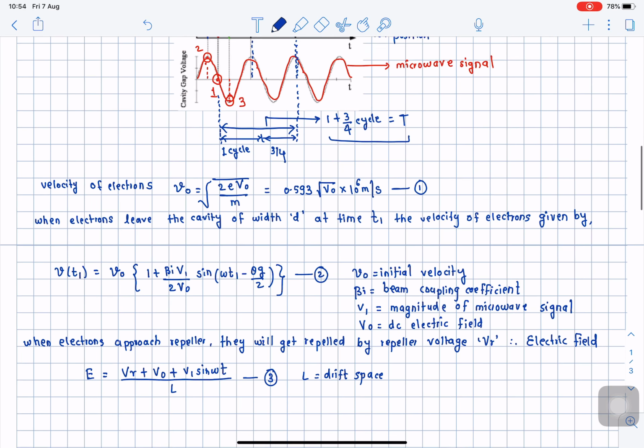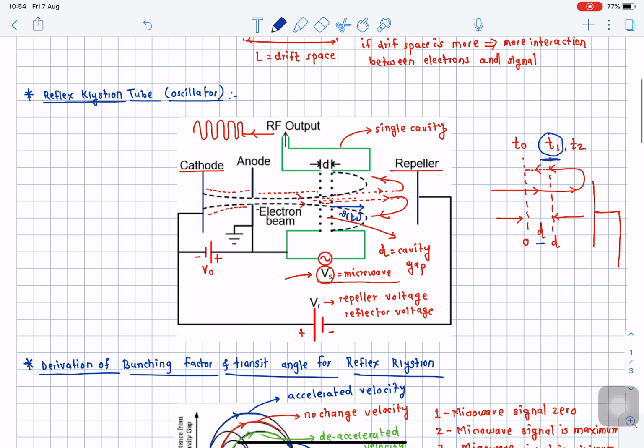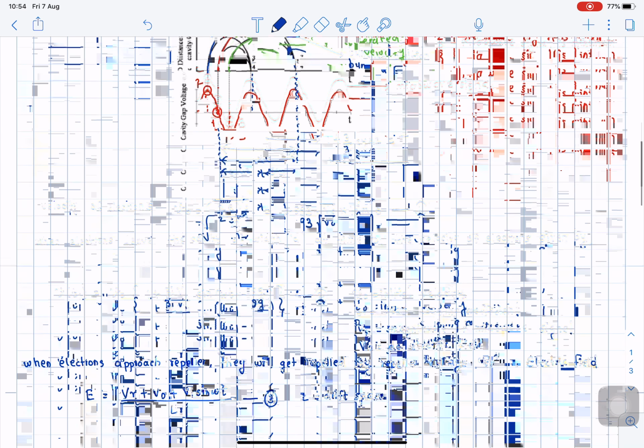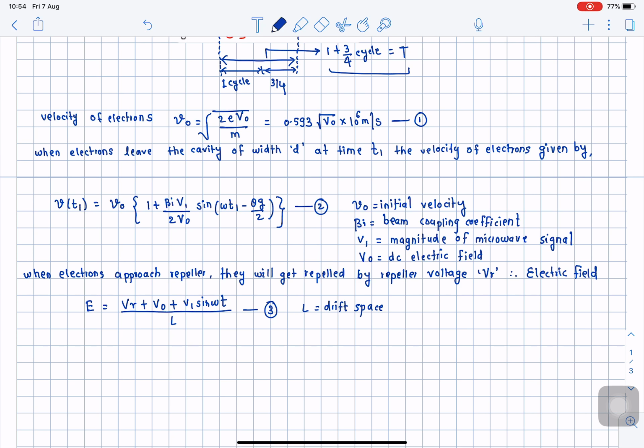Remember, drift space is different and cavity gap is different. So where do we denote the drift space? This is the particular drift space here, that is L. If you want to indicate where the drift space is, here if you see this blue line that I am drawing, that is nothing but the repeller or the drift space. So that is capital L. The total electric field is given by VR plus V0 plus V1 sine omega t divided by capital L.